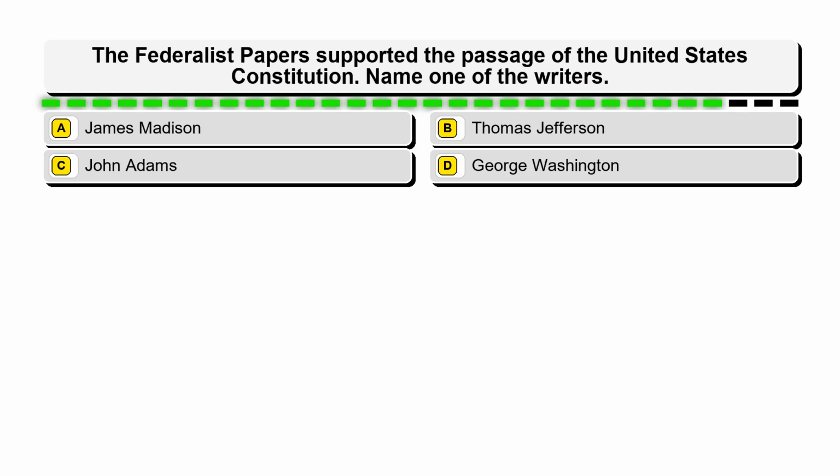Question 41. The Federalist Papers supported the passage of the United States Constitution. Name one of the writers. Option A, James Madison. Option B, Thomas Jefferson. Option C, John Adams. Option D, George Washington.